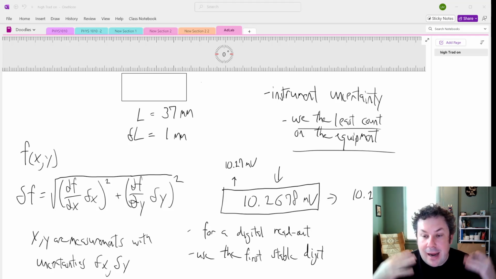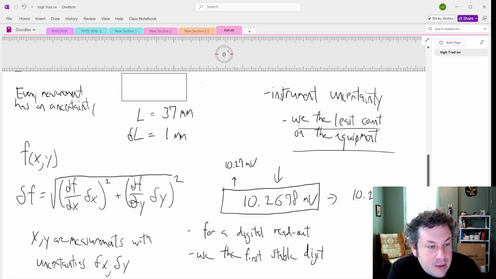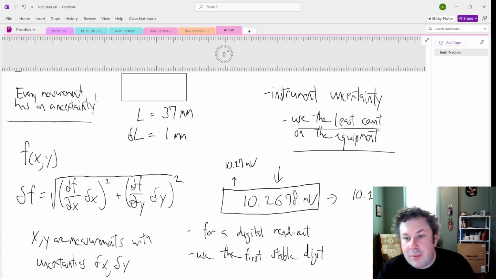But the idea is that every measurement you have has to have an uncertainty. I'll write it over here: every measurement has an uncertainty. If you give me any kind of paper or notebook or anything that has values with no uncertainties, that'll be marked as incorrect.